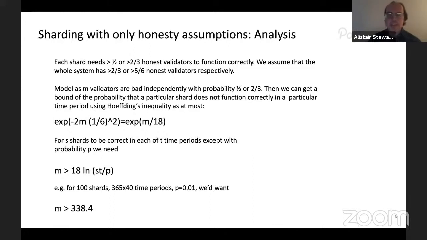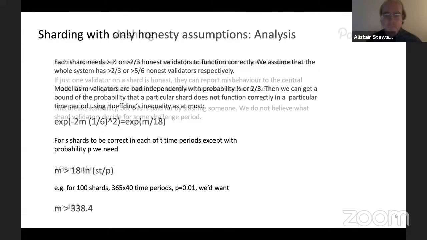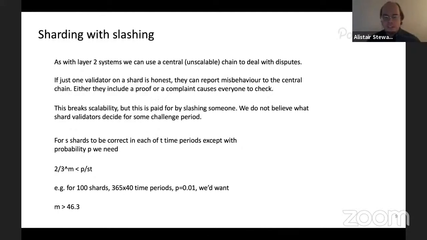And one of the claims of this talk is that we can do better with economic assumptions. This is important because it means we can scale better, right? If we reduce the validators per shard, we can increase the number of shards. So what would we do if we had slashing? The basic idea is we do what we do in a layer 2 system. The first idea is that we use our central chain, which is not so scalable, to handle disputes.